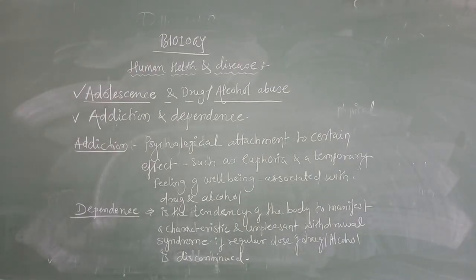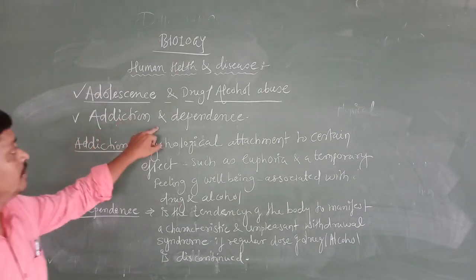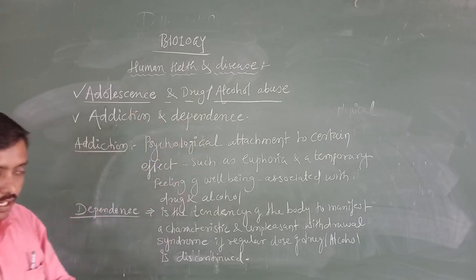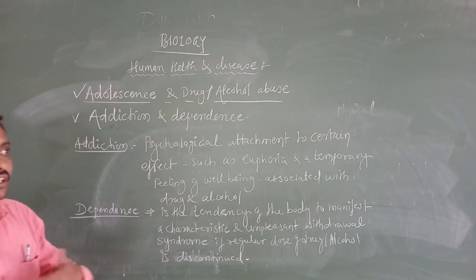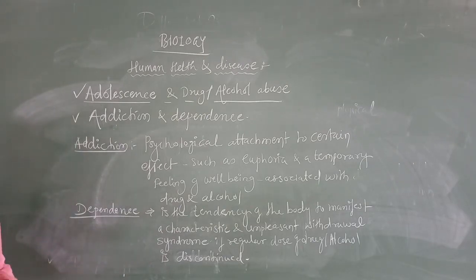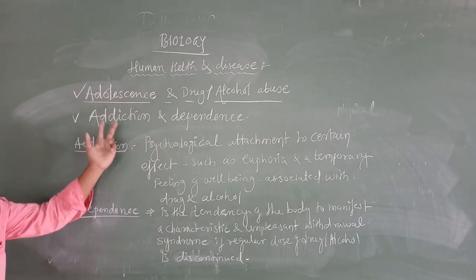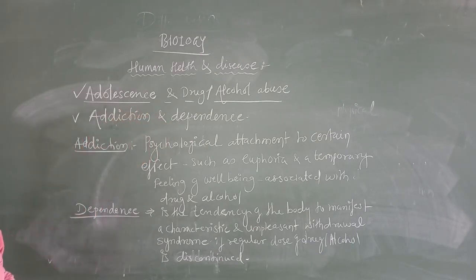Okay, after adolescence and drug and alcohol abuse, we are going to study addiction and dependence. Addiction and dependence, in the sense that once somebody starts using drugs and alcohol, the physiological changes or particular characteristics he undergoes, we are going to call that addiction or dependence. What is meant by addiction?